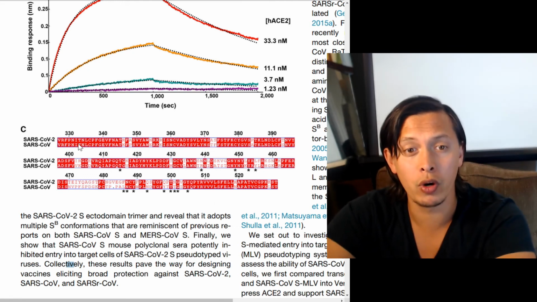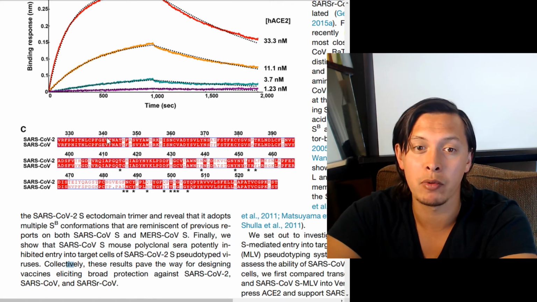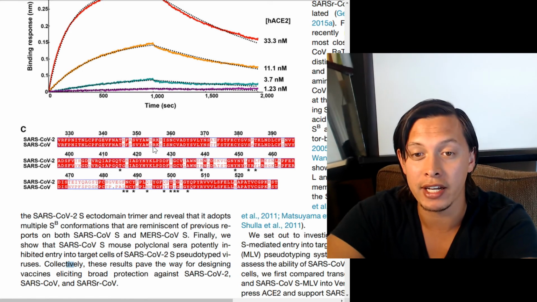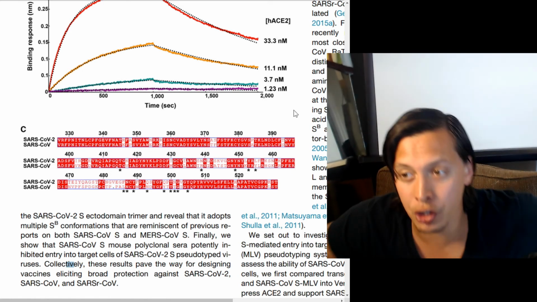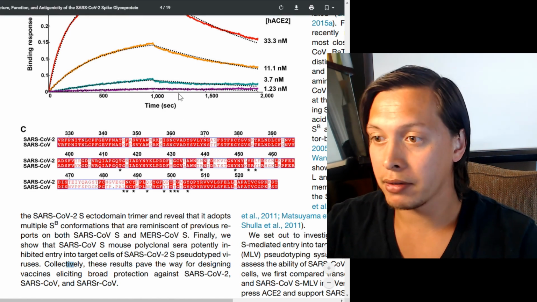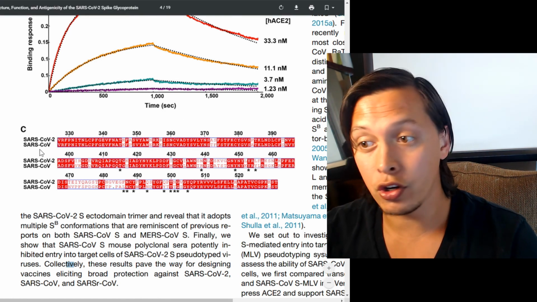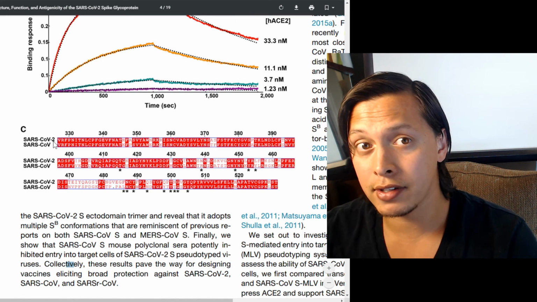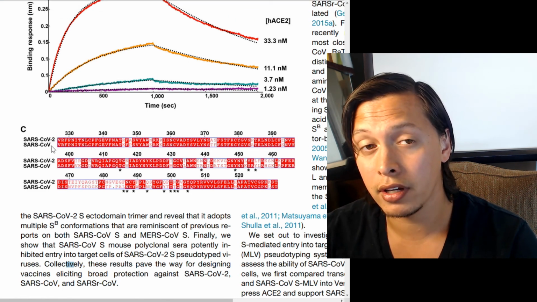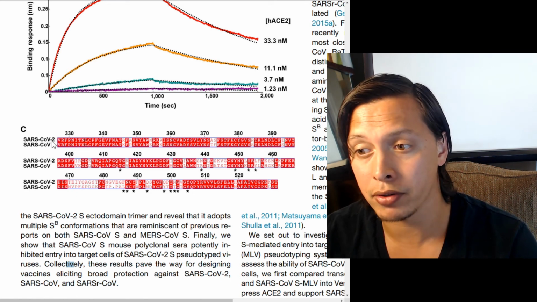Wherever it's labeled red, that means it's the same, and wherever it's labeled white, that is a difference between the two binding domains. And remember, the binding domain of the new SARS coronavirus is significantly better at binding to the ACE2 receptor than the old SARS coronavirus spike protein.